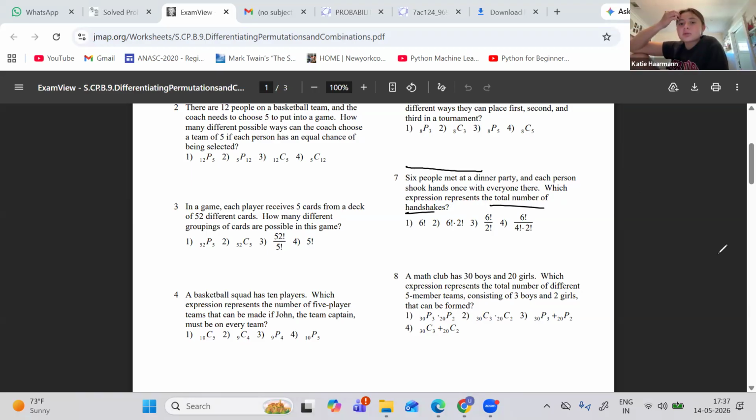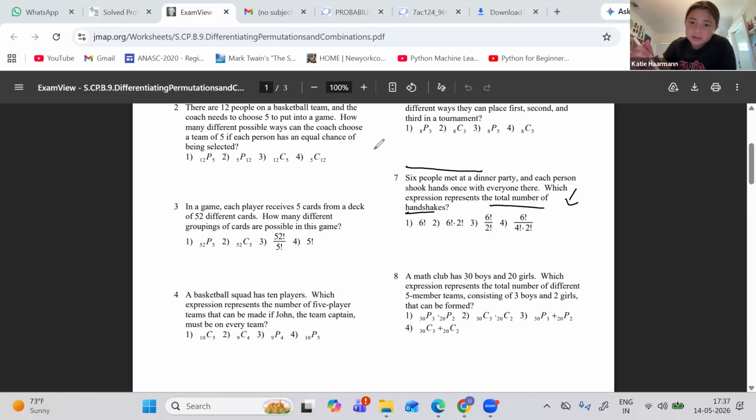6 people meet at a dinner party. Each person shook hands once with everyone there. Was it 6 factorial over 2? Oh, 6 factorial. You could just do 6 factorial over... Don't try to think of this in terms of factorial. There's one step missing in between. You're supposed to use either permutation or combination, and then you get to the factorial answer.